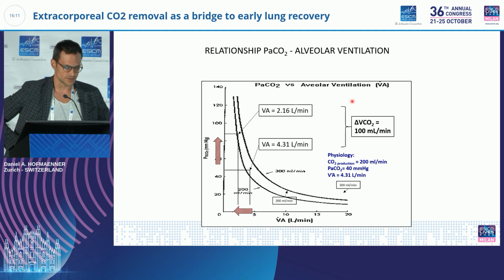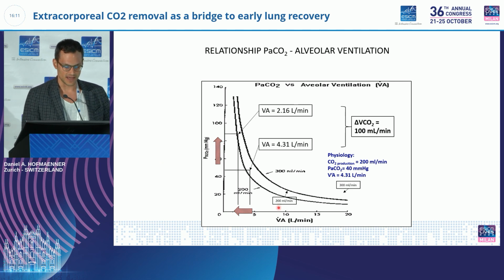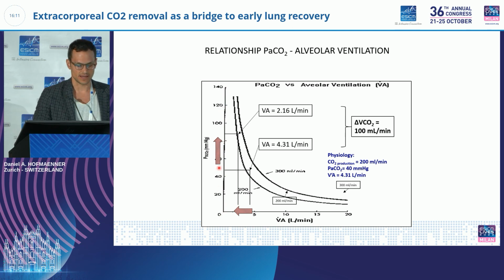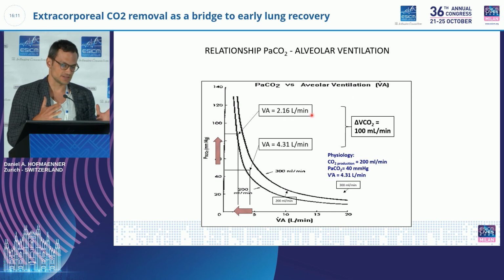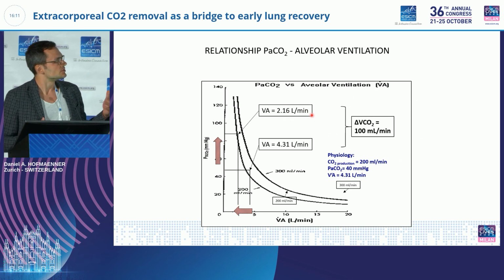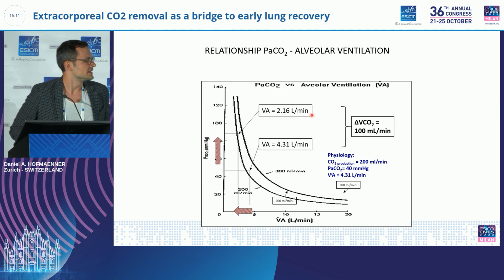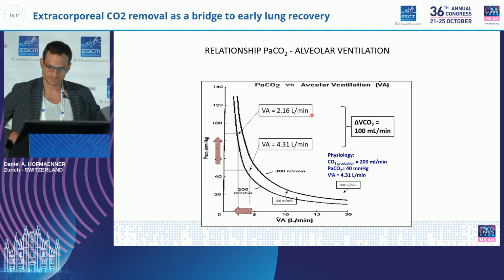This slide shows you a correlation between the VA, the alveolar minute volume, on the x-axis, and on the y-axis you see the CO2. The higher the ventilation is, the lower the CO2. Normally we shift around 4 or 5 liters. And when we incorporate the CO2 removal, we can shift this curve, and we only need to use around 50% of the minute volume.